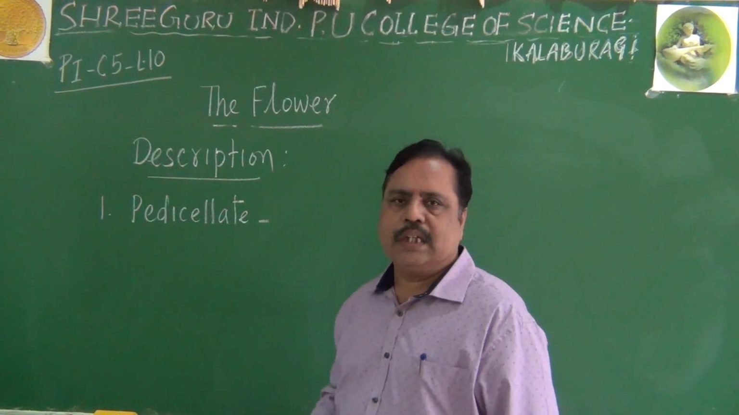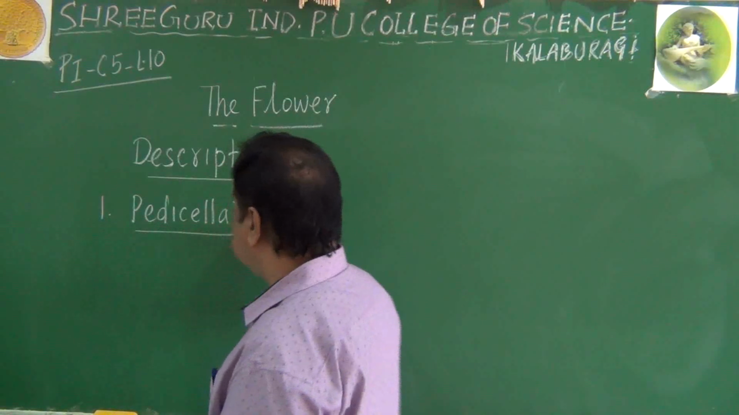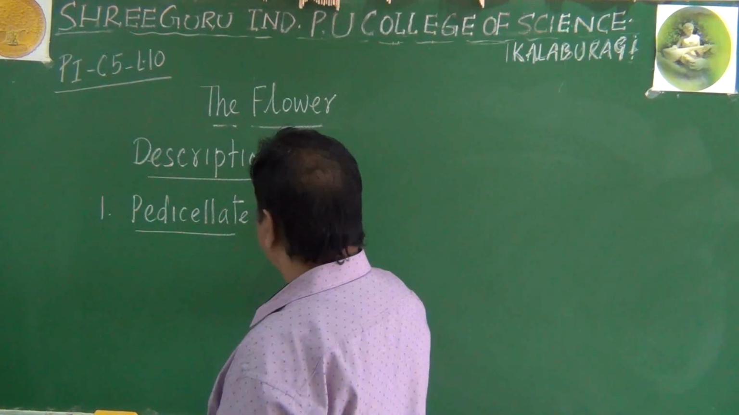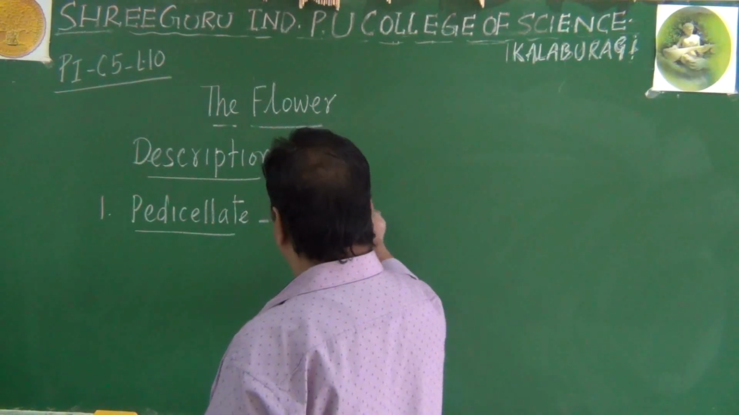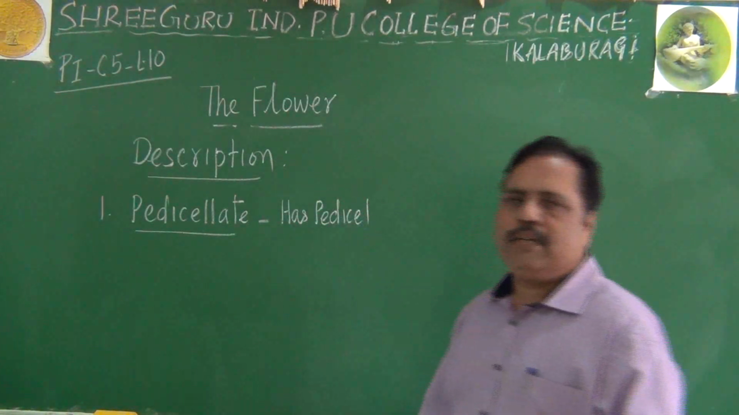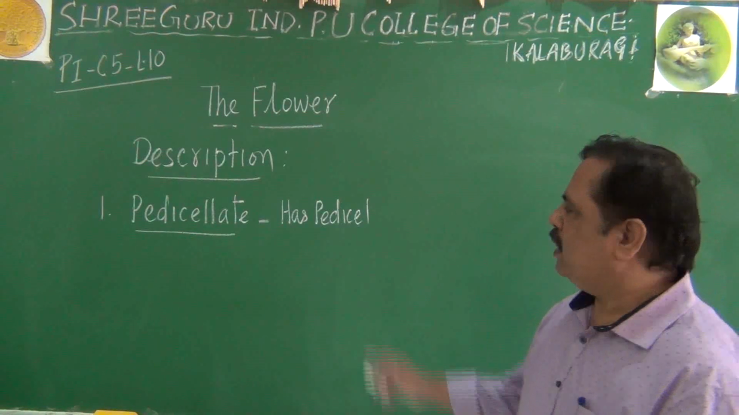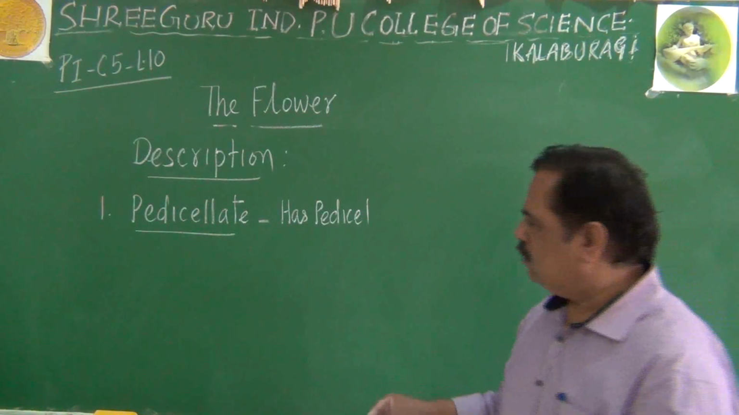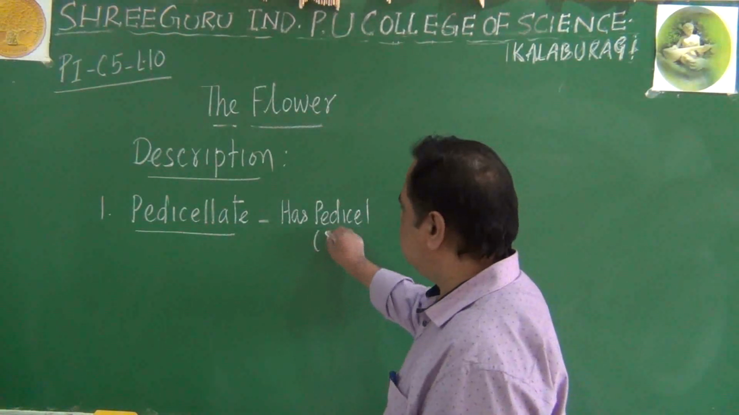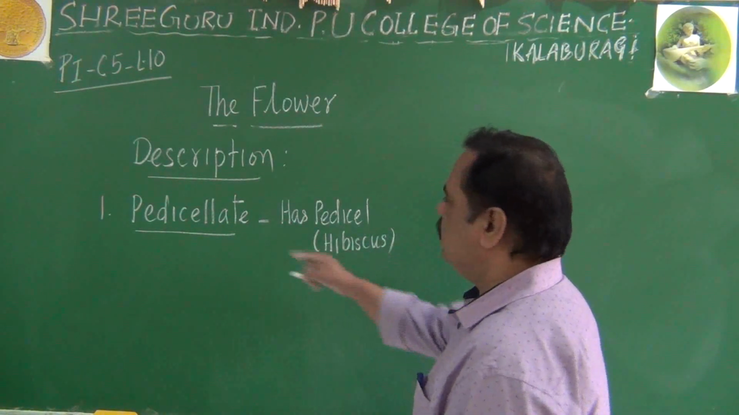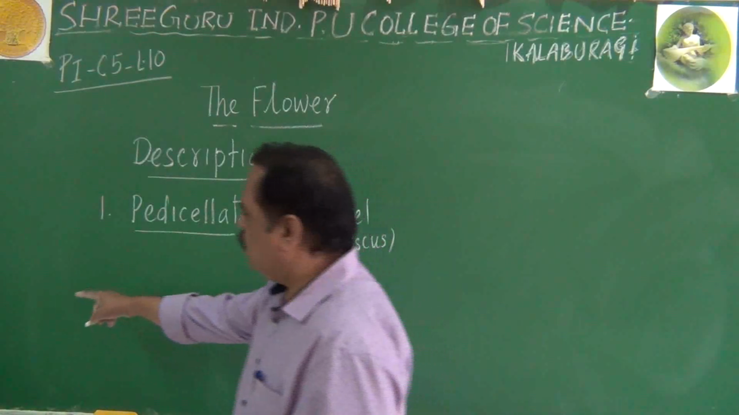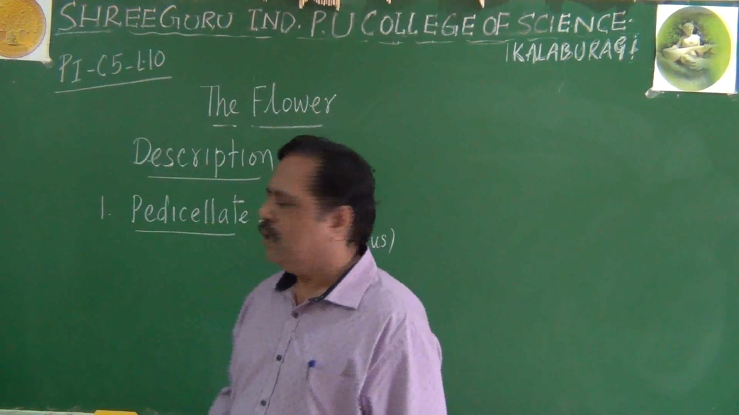They are called pedicellate flowers. What is a pedicellate flower? The flower has pedicel. Okay, it has got pedicel. That is called a pedicellate flower. Example for this, best example we can remember is hibiscus. Remember this word. In hibiscus, we see the pedicel. Just now I drew the pedicel here.